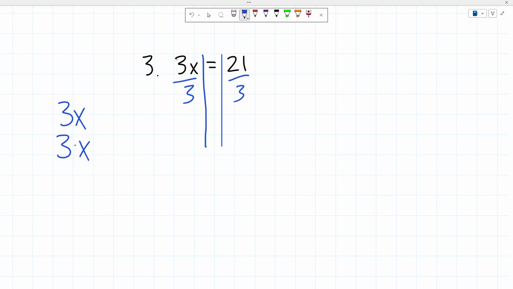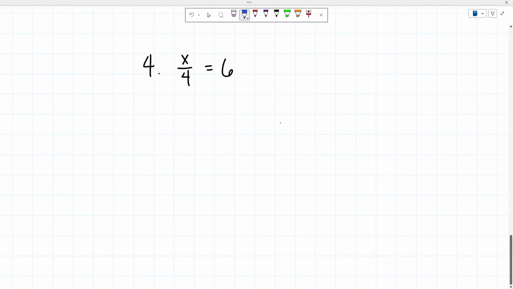Again, 3 divided by 3 is 1. So we're just left with x. We don't write the 1 as our coefficient, but it is 1. That's why we're dividing by 3. Then we got 21 divided by 3 is 7. And it's easy as that. So again, like I said, these are very simple problems, but it is important to get into the habit of knowing, hey, I need to do the opposite, and I need to do it on both sides. So let's scroll down to our very last problem.